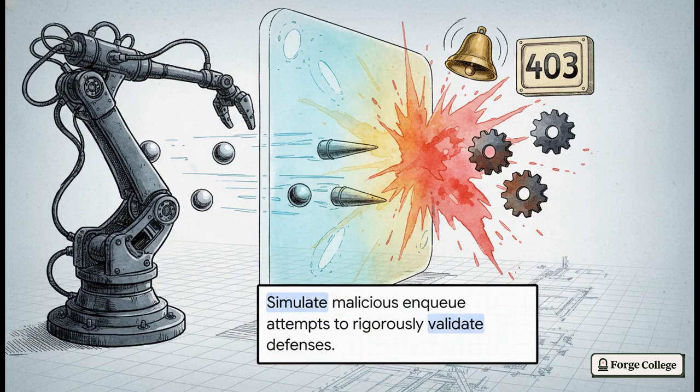But we don't just hope the bouncer does a good job, right? We test them. Automated security testing is how we rigorously validate these defenses. We write automated tests that simulate both authorized users and malicious enqueue attempts. This ensures that when someone tries to crash the party without a valid API key, our alarms actually trigger and return a 403 forbidden error instead of a 200 success. It's an absolute game changer for your peace of mind.